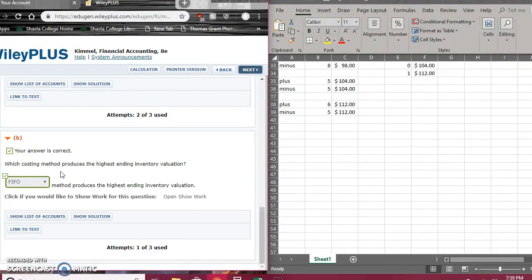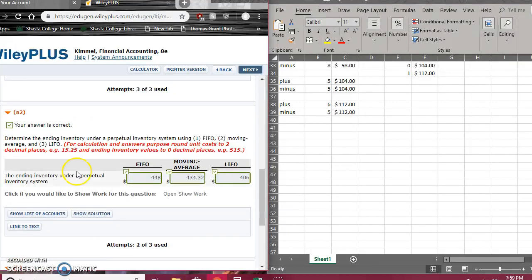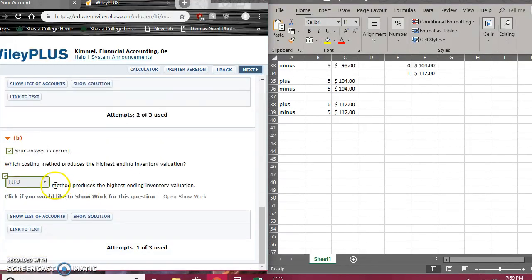And then for part B, we are just asked what is the method that produces the highest ending inventory valuation, and we can see from here that FIFO produces the highest at 448, so we just choose FIFO.